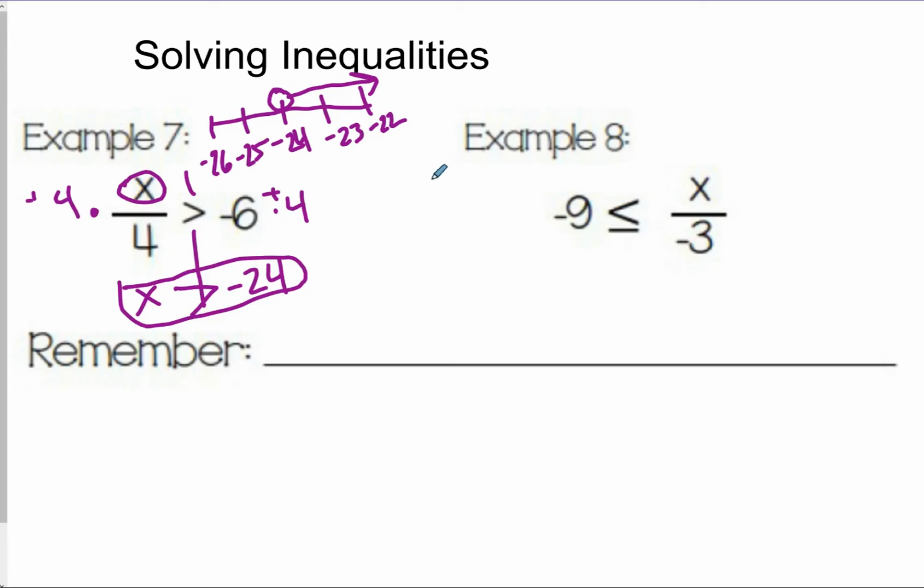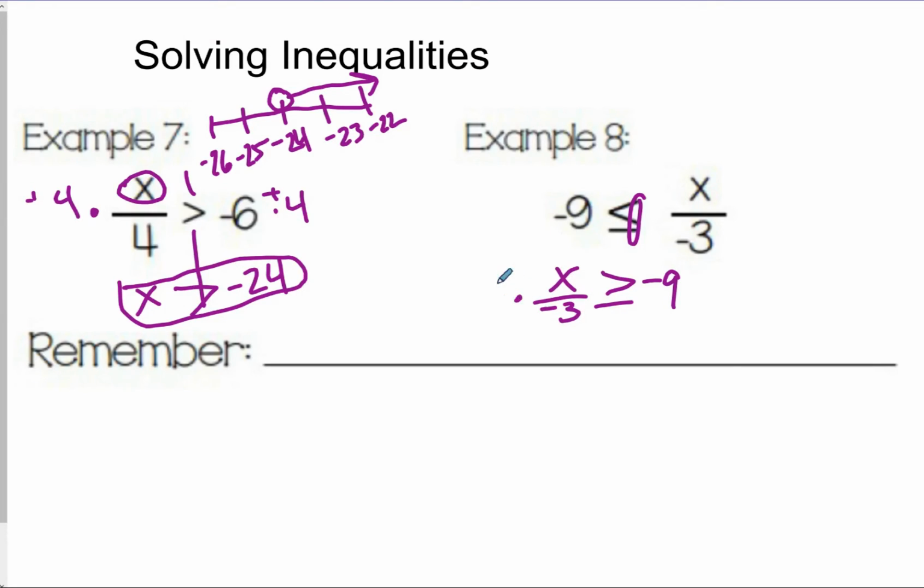Go ahead and try example 8. Now notice, example 8, what's different? We have our variable on the right side. So I like to go ahead and rewrite it. When I rewrite it, I have what's on the right is now on the left, but I have to remember if it was the greater than side pointing to it, I'm still going to have the greater than side pointing to it. So all I did was just take my problem and flip everything over, which includes my inequality sign.